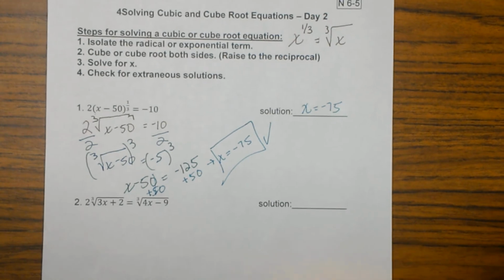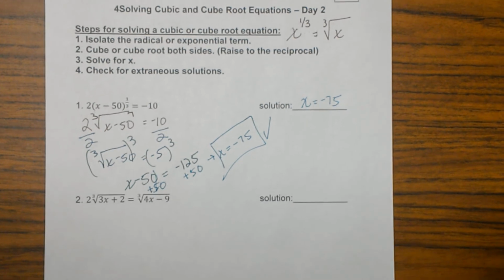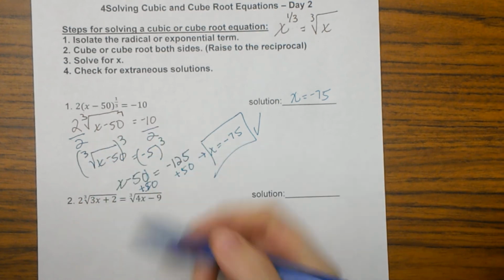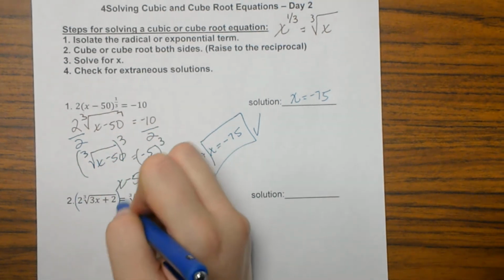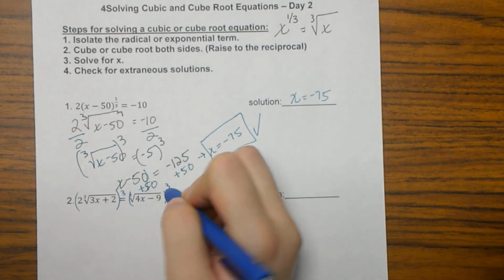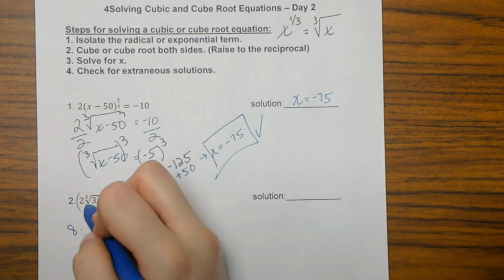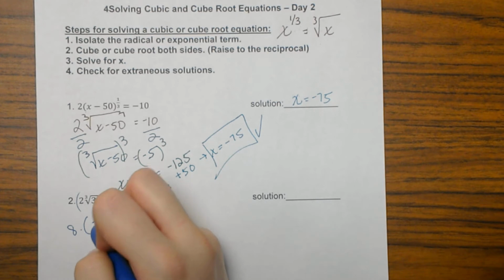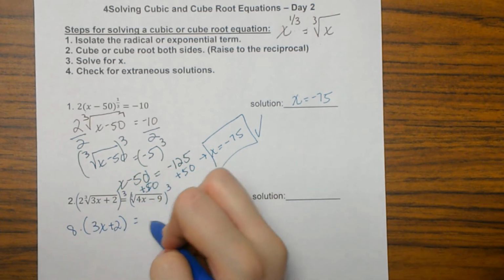So number 2 would be very simple if that 2 is not in front. But since it is there, I can't pretend like it's not. So I have a cube root and a cube root. I can't isolate the cube root. There's 2 of them. So I'm just going to go ahead and cube both sides. So 2 cubed is 8. 8 times the cube root cubed is just 3x plus 2. And the other side is just 4x minus 9.